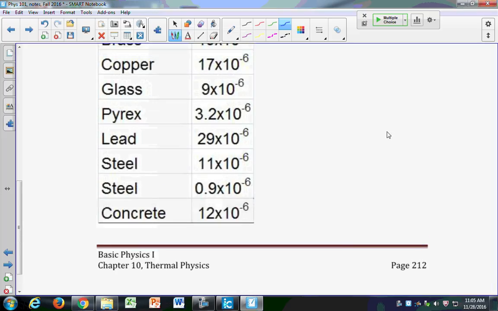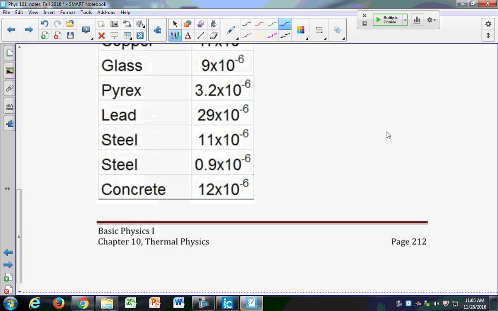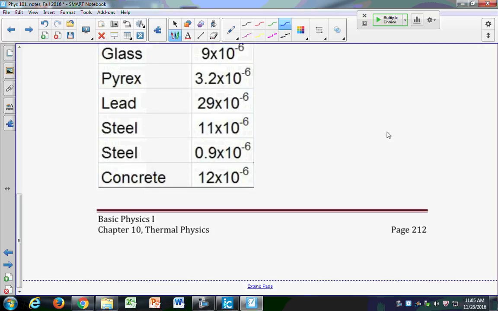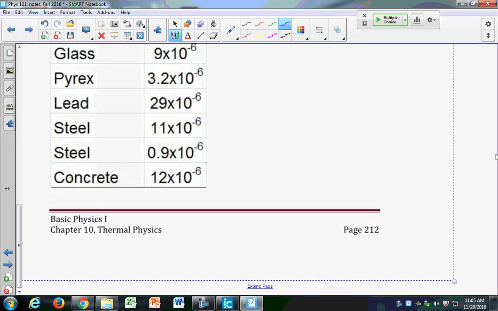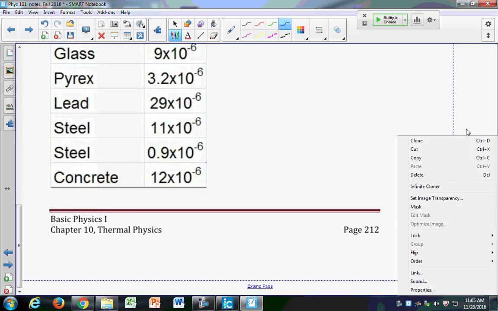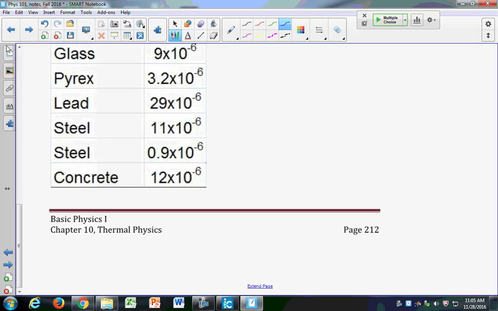Oh, I think it was like a different alloy of steel. I forget. I'll make sure that it's okay for your equation sheet. What is up with this? Alright guys, I'm sorry.